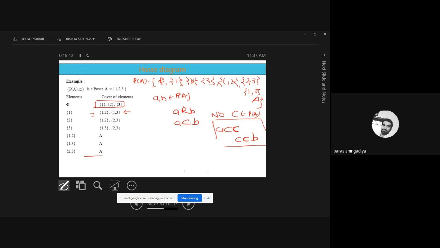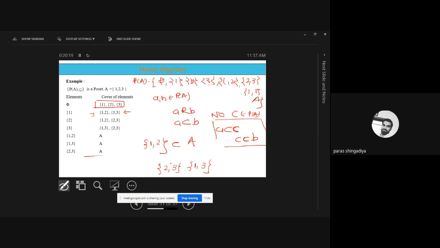Clear? Now for the pair entry {1,2}. Which element will be the cover element of {1,2}? After {1,2}, there are 3 candidates: {2,3}, {1,3} and A. So {2,3} is not a possible answer because {1,2} is not a subset of {2,3}, okay? And {1,3} is also not an answer because {1,2} is not a subset of {1,3}. And the last answer is A, and that will be our answer. Okay, {1,2} is a subset of A. And in between {1,2} and A, there are 2 pairs: one is {2,3}, and the second is {1,3}.